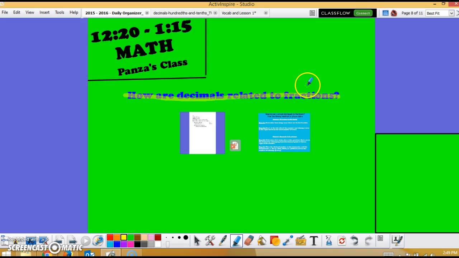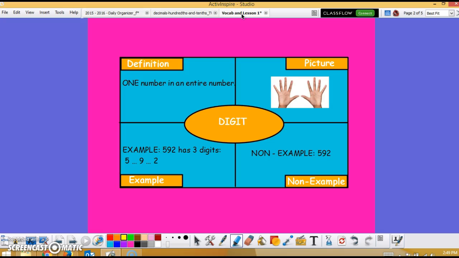Today, our focus area question: how are decimals related to fractions? We just finished up fractions. Getting set for decimals, you'll be happy to know there is a lot that decimals have in common with fractions. First, let's take a look at two vocabulary words that you need to know for this unit.